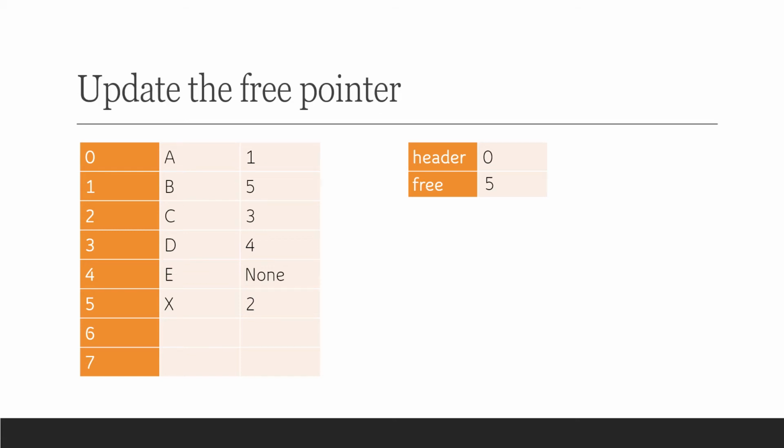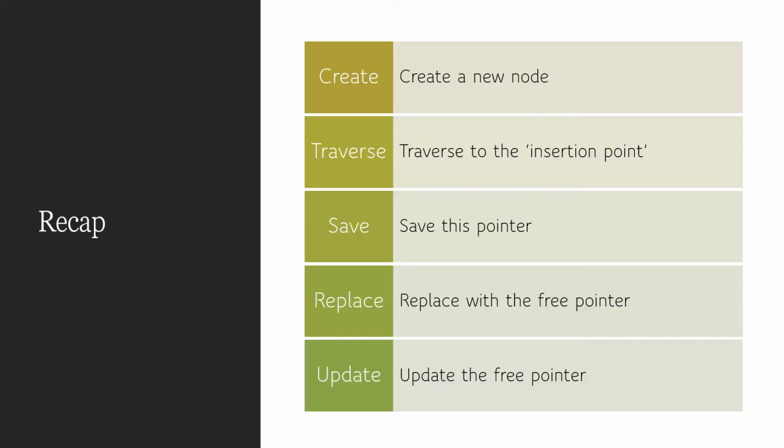And finally, because we're working in a 2D array like this, we need to update the free pointer. So I update it from 5 to 6 so that next time I add a new node, it doesn't overwrite my last node. That's literally it. So let's just recap. You create a new node, you traverse to the insertion point, you save the pointer by putting it in a new node, you replace the old pointer, and you update the free pointer. You have to do all 5 of those, and you have to do them in that order.